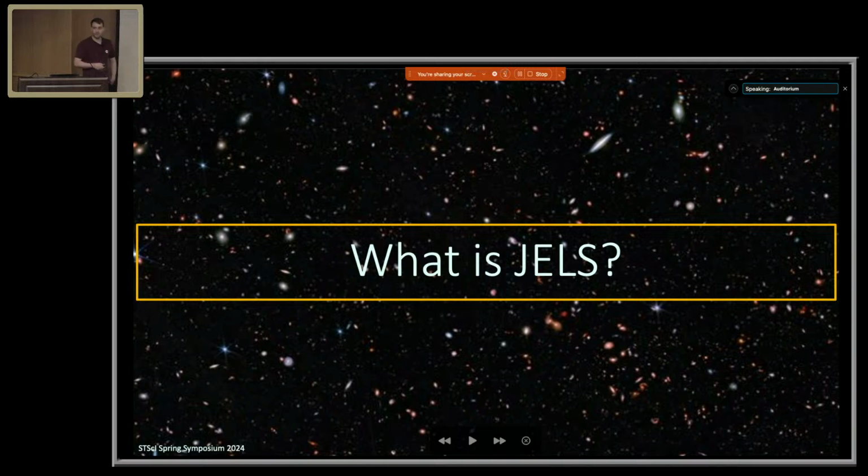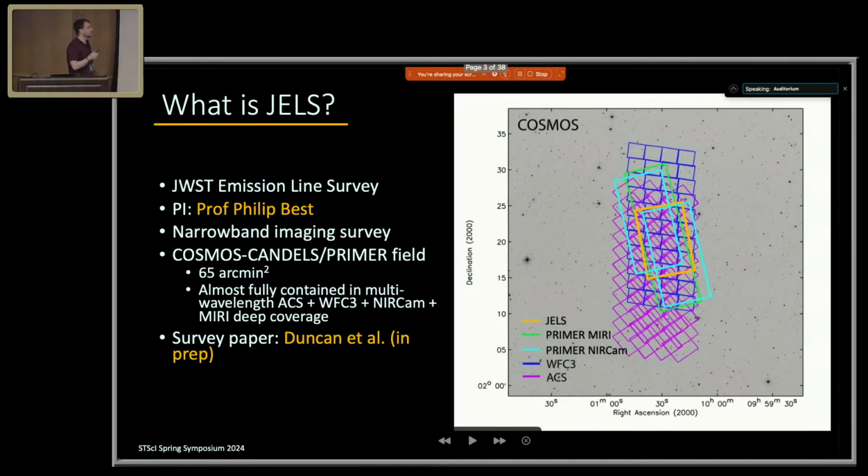So firstly, what is GELS? As the title slide alludes to, it stands for the JWST Emission Line Survey, of which my supervisor, Philip, is the PI. It's a narrowband imaging survey using JWST filters, looking at the Cosmos Candles field, where you can see the yellow footprint in the image, and is 65 square arcminutes. And the lovely thing about where this is placed is COSMOS has a wealth of multi-wavelength ancillary data from both HST, so from ACS and Wide Field Camera, but also NIRCam from another survey led in Edinburgh called PRIMER, where we've got NIRCam and MIRI imaging as well.